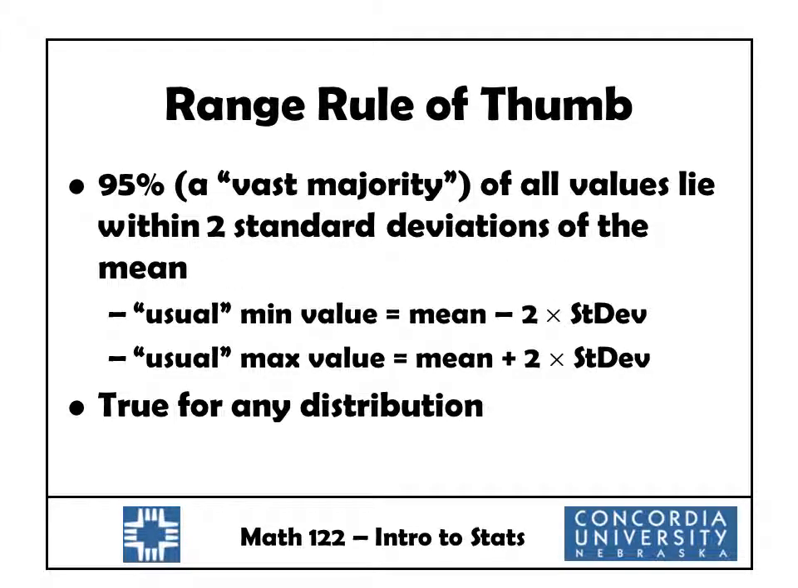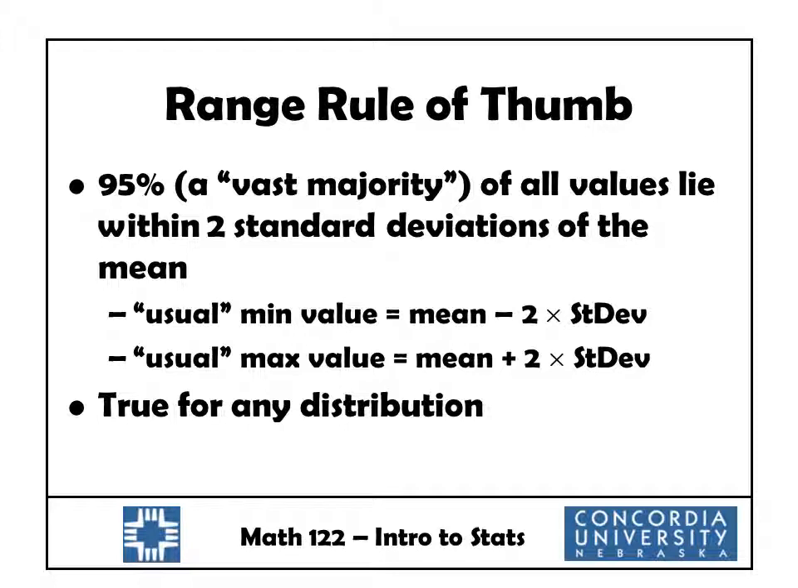Using standard deviation, we got what we call the range rule of thumb, which said that 95%, or a quote-unquote vast majority, of all our values lie within 2 standard deviations of the mean. One use of standard deviation is as almost a unit of measurement. We measure how far a data value is from the mean in terms of standard deviations. So a usual minimum value is the mean minus 2 times the standard deviation, and a usual maximum value is the mean plus 2 times the standard deviation.